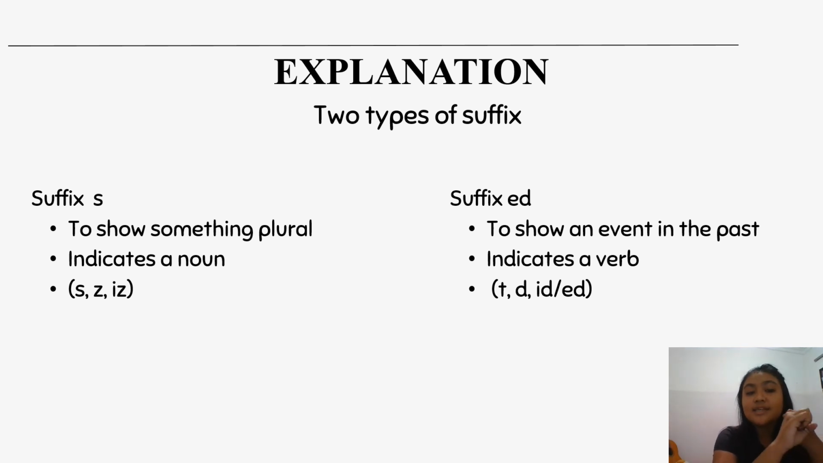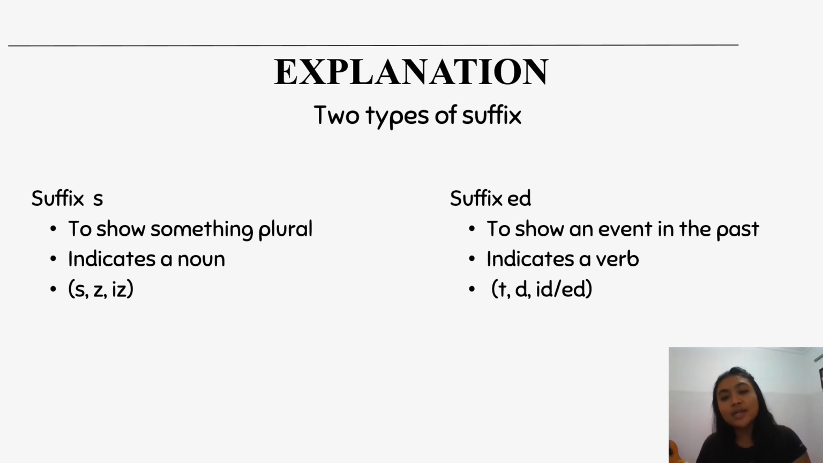And then suffix s also indicates a noun atau merujuk pada kata benda. And then there are three types of output that sound from suffix s ending, yaitu ada s, the, and is. Jadi setiap ending atau akhiran dari suffix s itu memiliki tiga output yang berbeda, yaitu output yang pertama ada ending with s, the, and is.